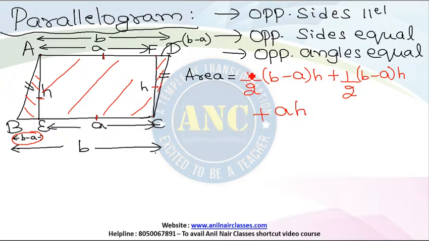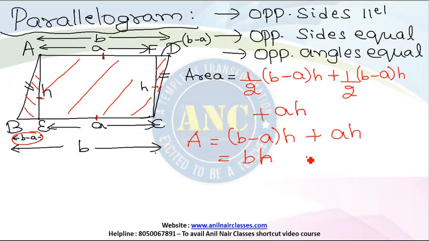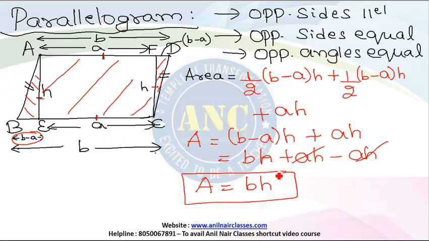So half into B minus A into H plus another half into B minus A into H. Totally it becomes B minus A into H. Here it is AH. So it is BH minus AH plus AH. Minus AH plus AH cancels. Area of a parallelogram is nothing but base into height.